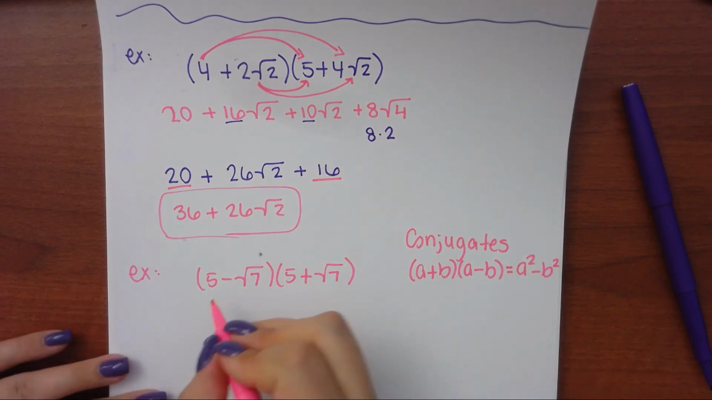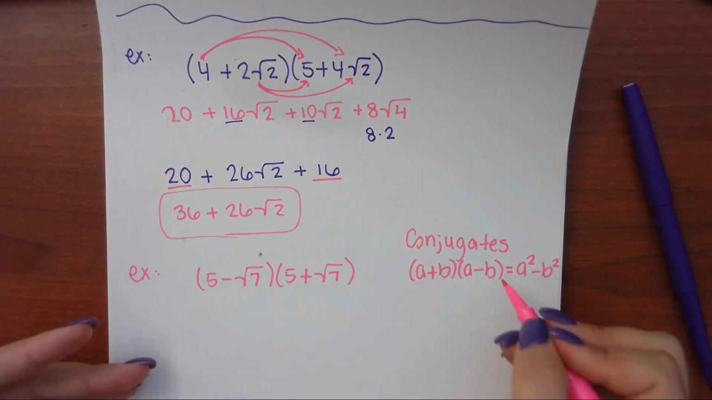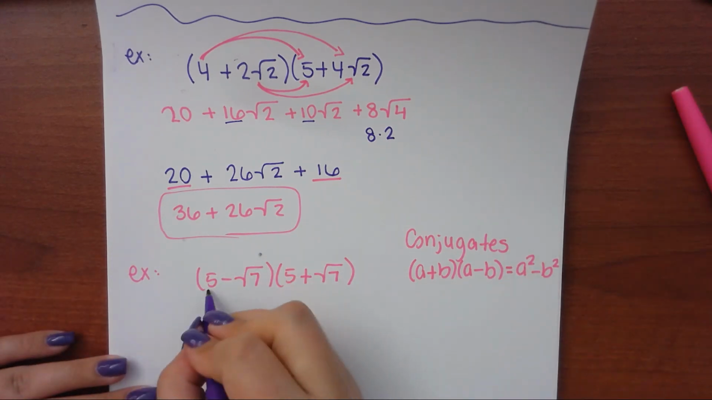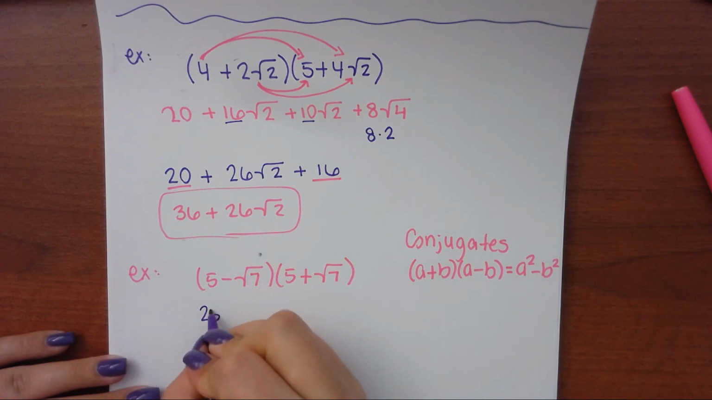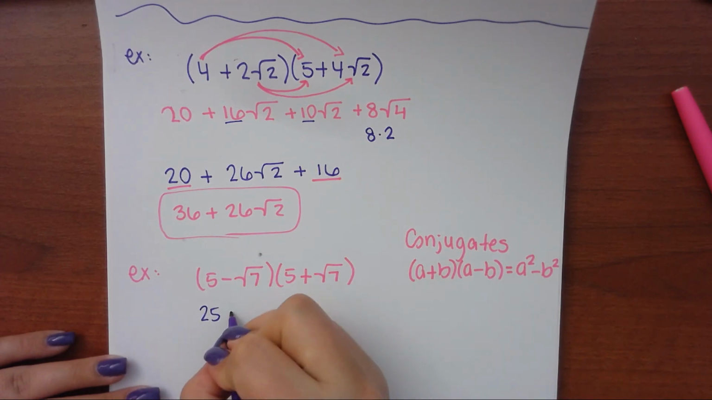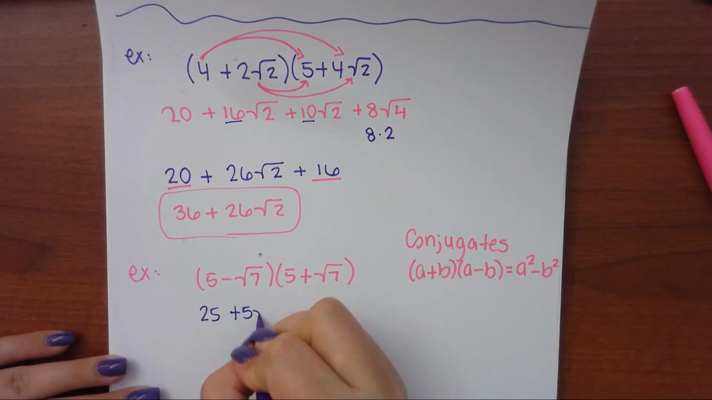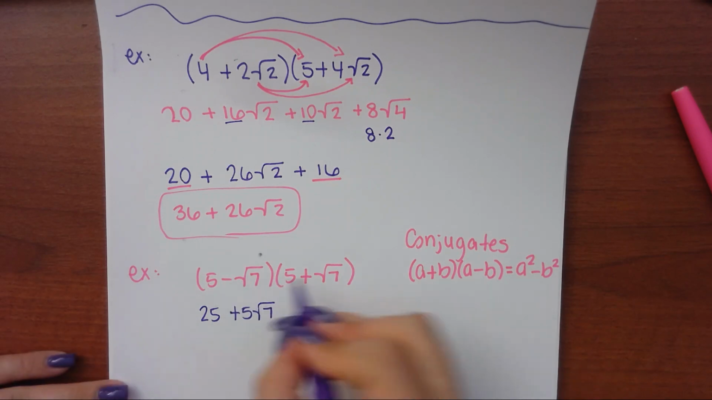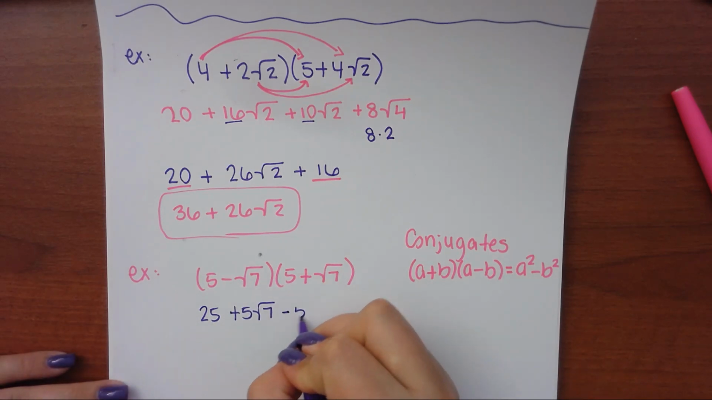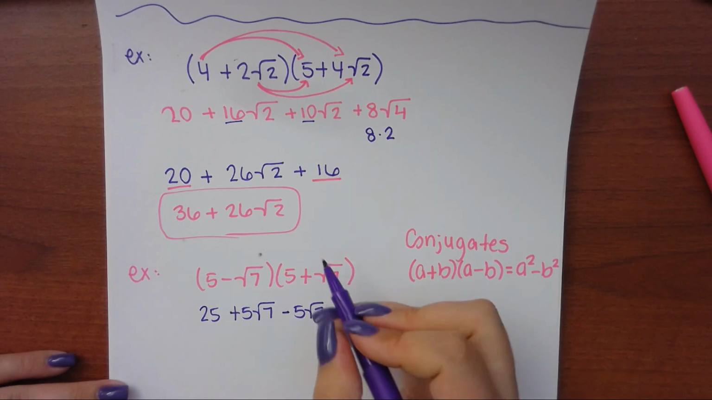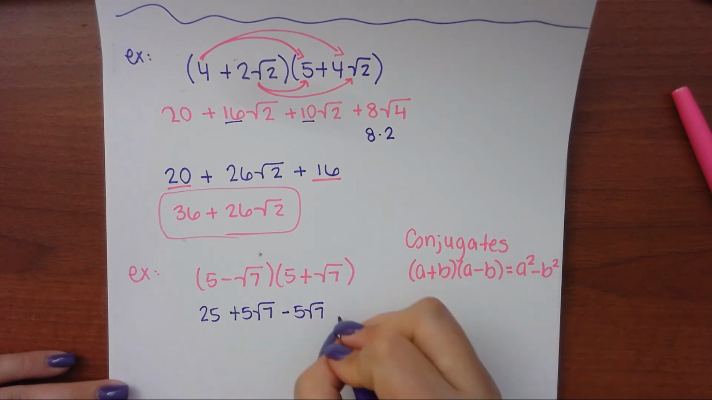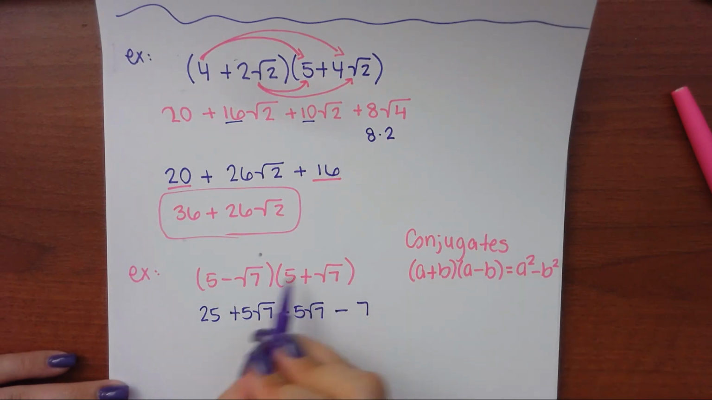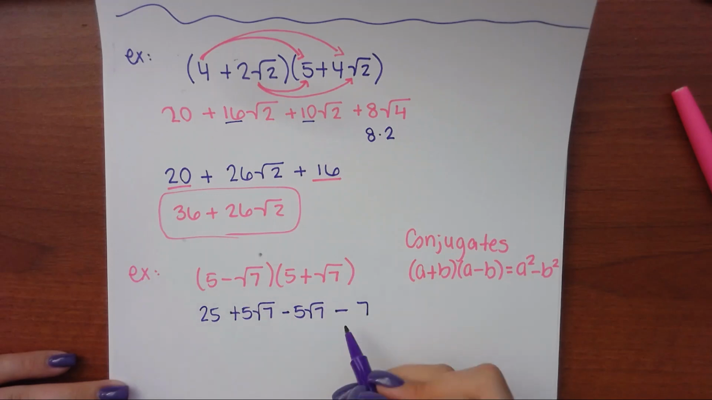So now, if you distribute, you can do it this way, or you can just distribute like you would the problem before. 5 times 5 is 25, 5 times the square root of 7 is going to be positive 5 square root of 7. Can't multiply underneath, they're not both under a square root. Negative 5 square root of 7 times 5 is negative 5 square root of 7. And negative square root of 7 times the square root of 7 is going to be negative 7. That's because it would be square root of 49, and remember, that would cancel out and just give me 7.